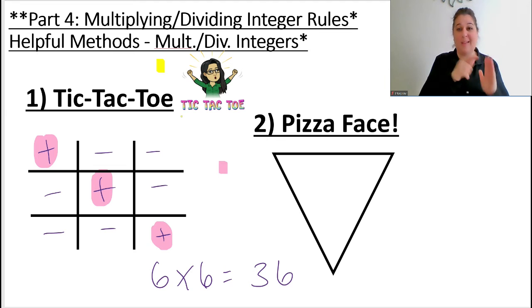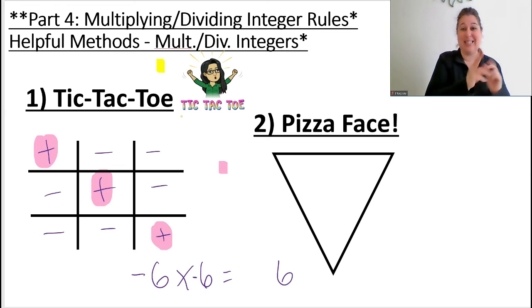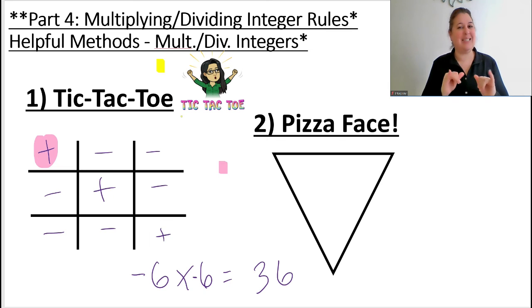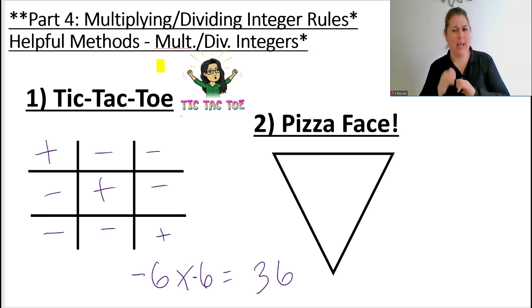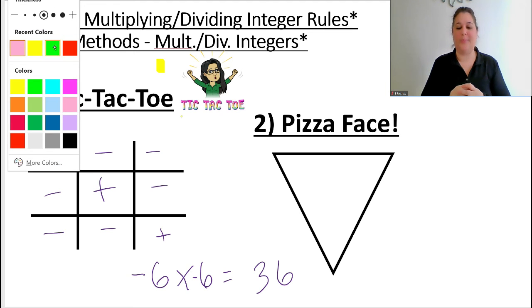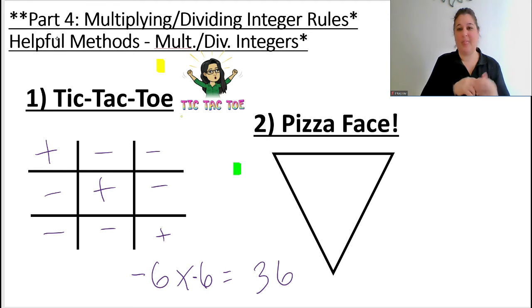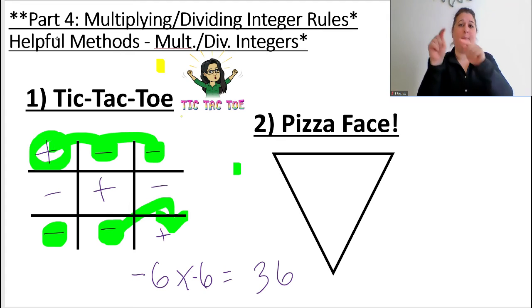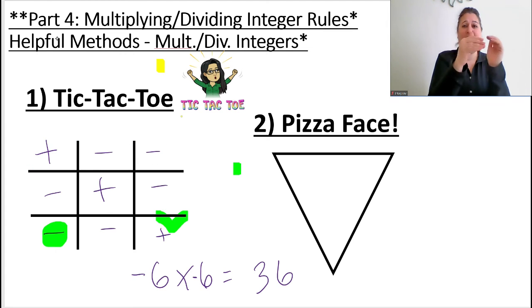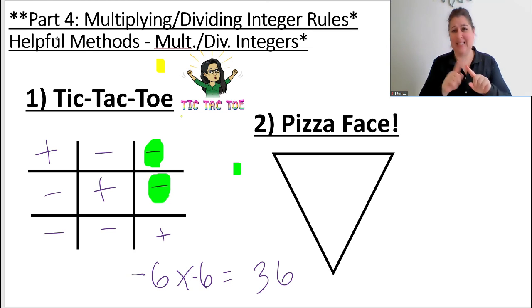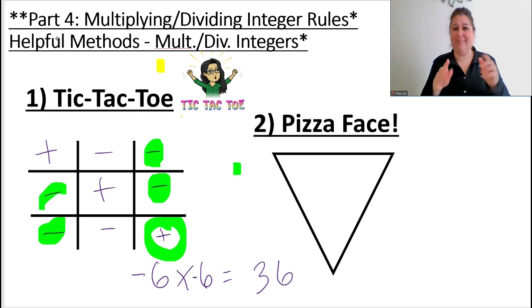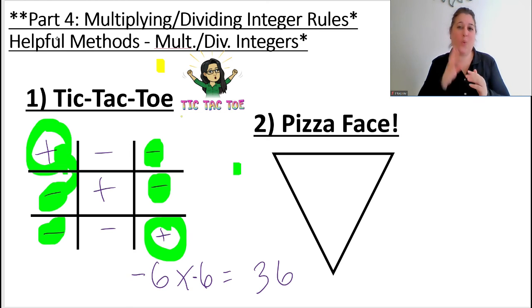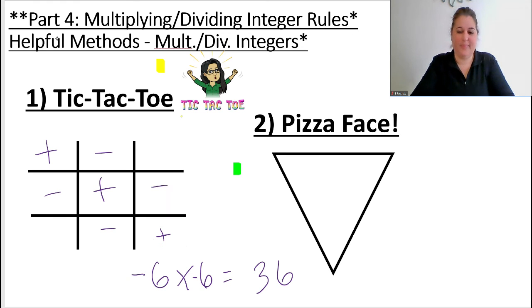Well, what if I had it like this? A negative times a negative. Well, same signs is going to make a positive 36. Let me show you using this tic-tac-toe chart. Okay, so look. A negative times a negative is a positive. There's lots of ways that you can use this. A negative times a negative equals a positive. So it doesn't matter which way you look at it. Okay, it will work.